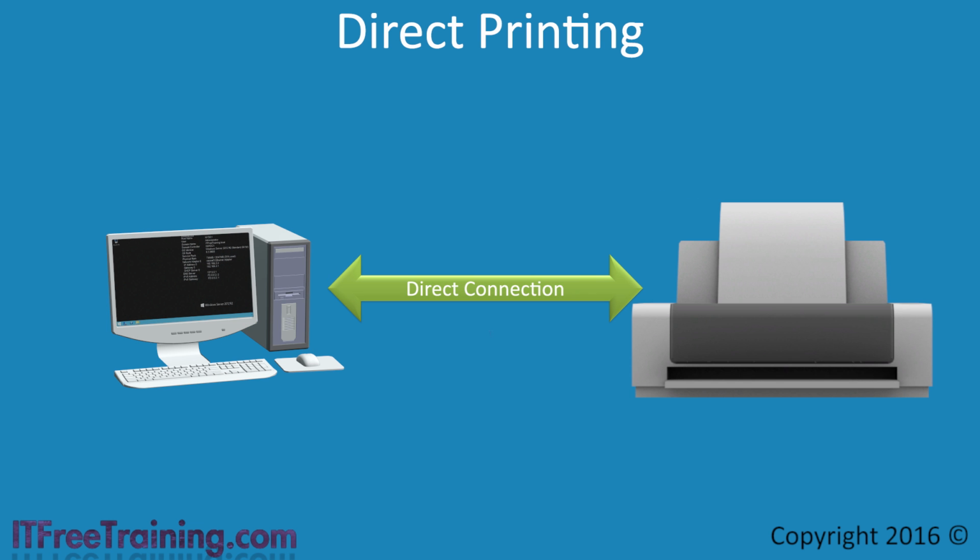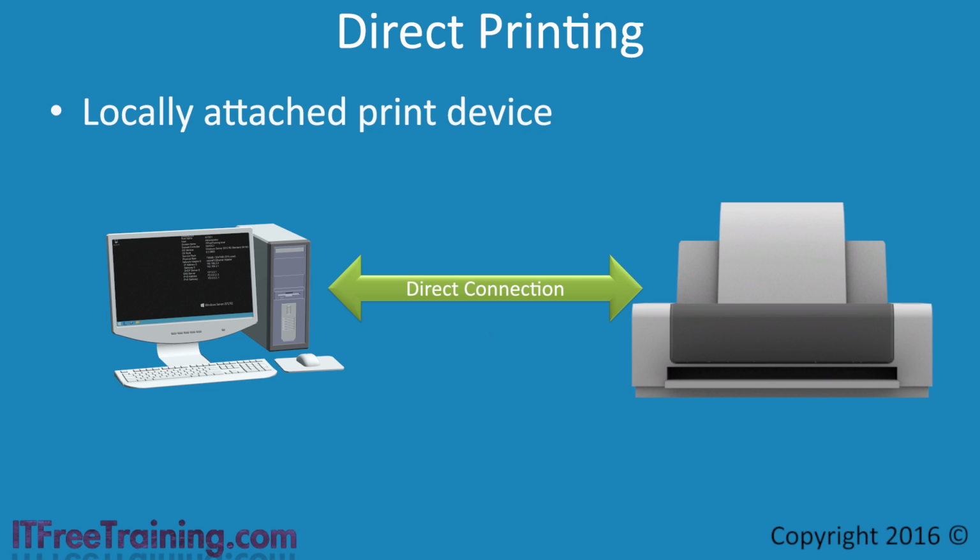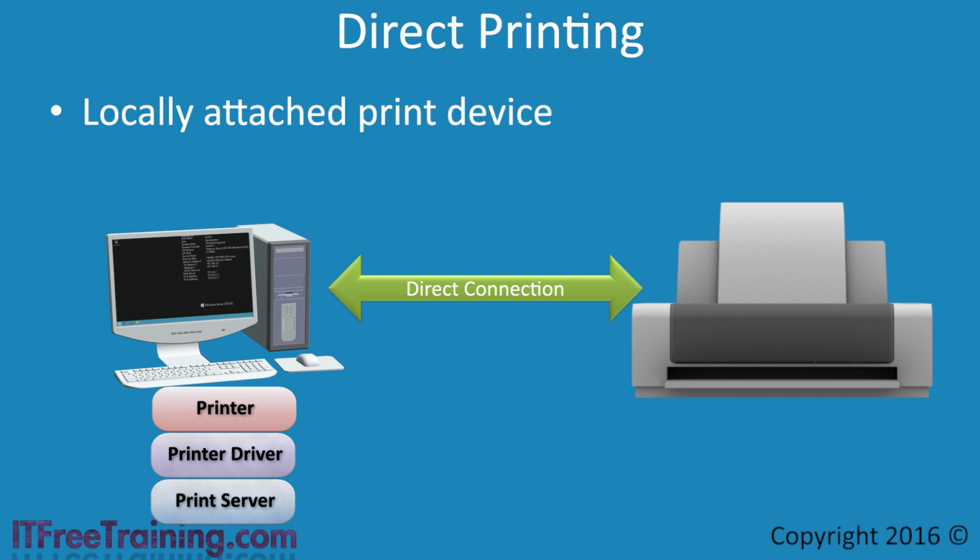The first method of printing is direct printing. This is when the computer is directly connected to the print device. This is also known as a locally attached print device. In this case, all the print components are configured on the local computer. The computer is connected to the printer by a direct connection. Generally nowadays this will be a USB connection.